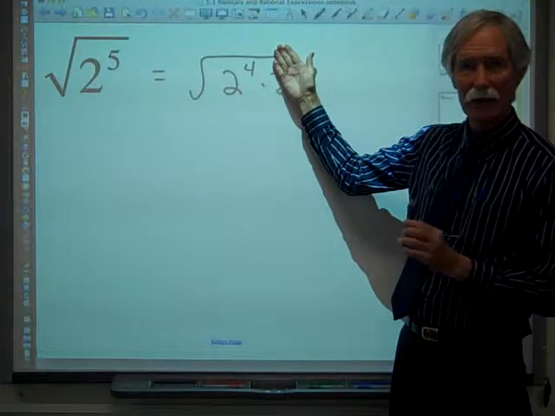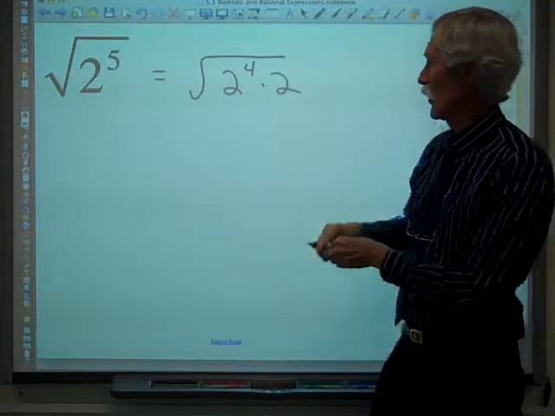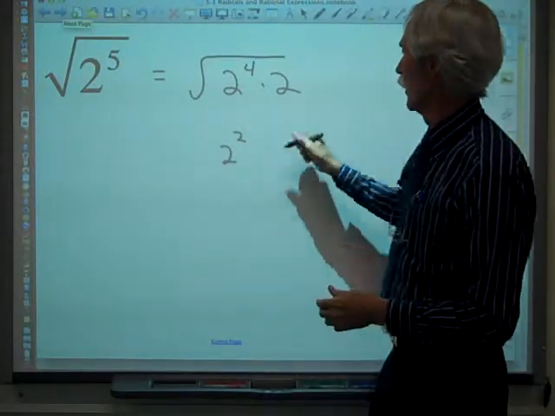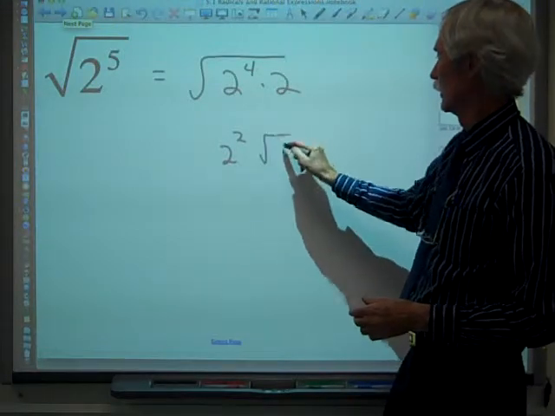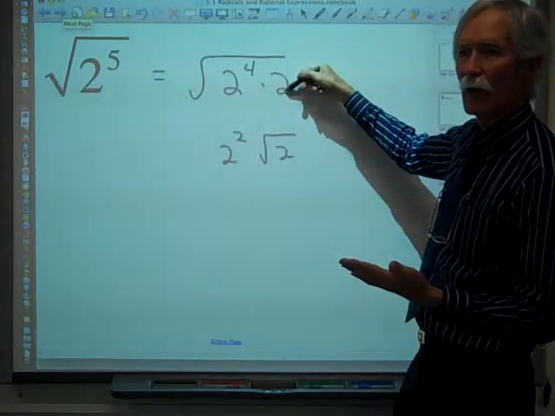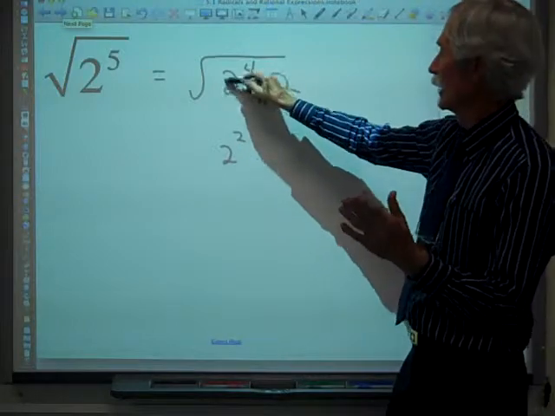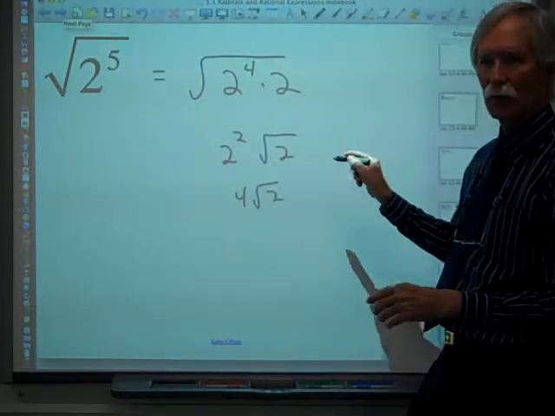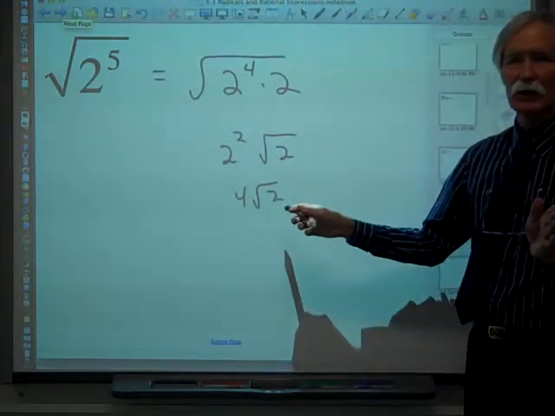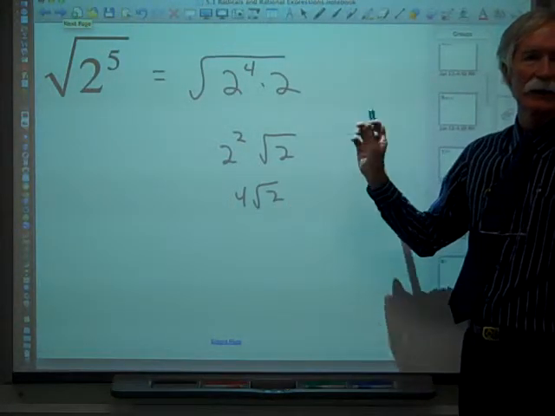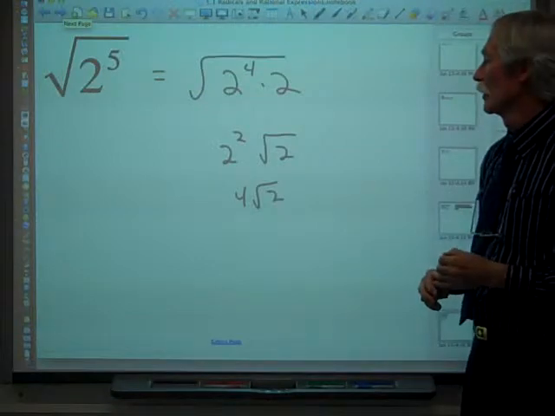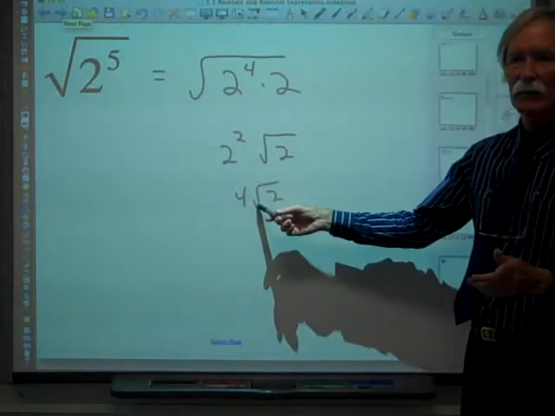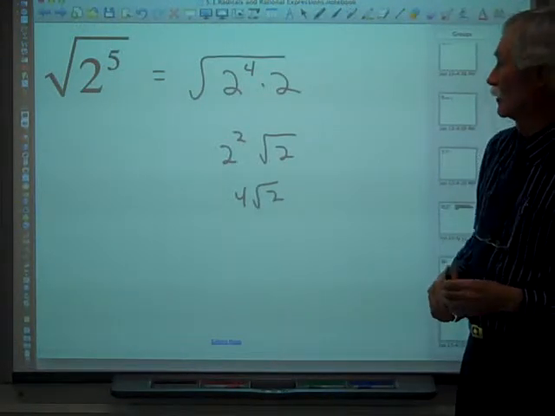Take half of it, it's 2 squared. But what about the square root of 2? There's not much you can do with that, but you can take that to the half power, which is 4th root of 2. And that's the best you can do, because root 2 is an ugly decimal anyway. But at least this is considered simplified, believe it or not.